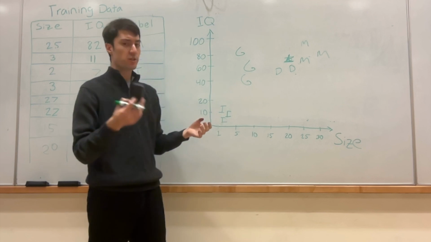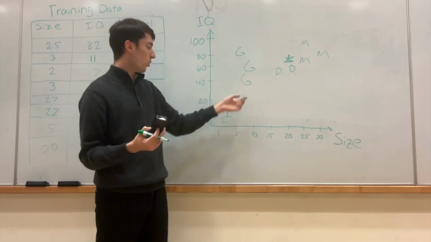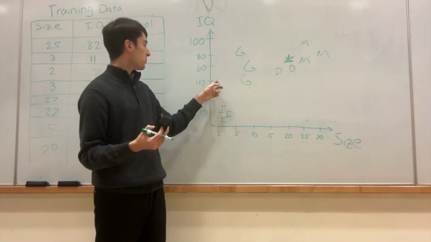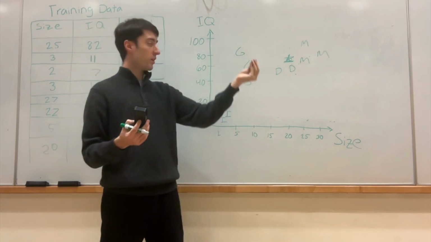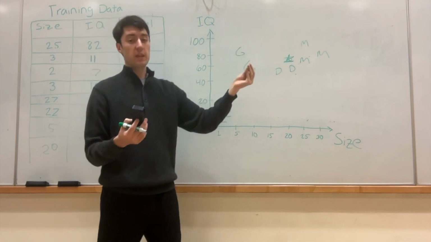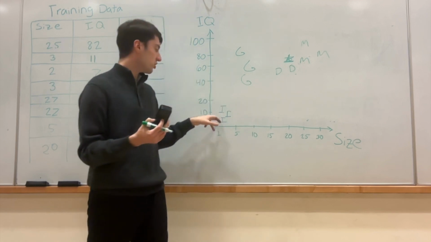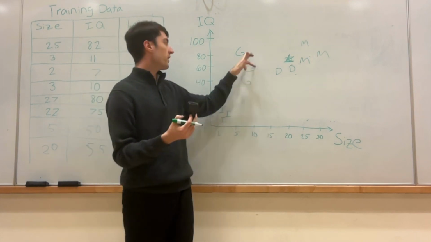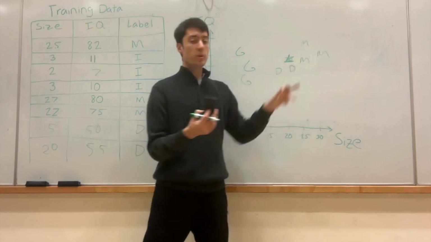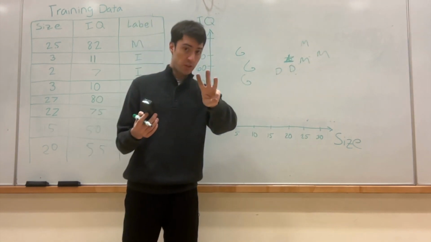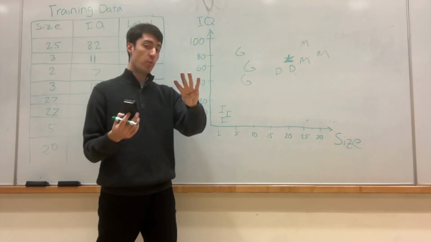And each of these points is going to have the same, right? The goat has a specific size, a specific IQ, and a specific max speed. So each individual training data point is going to have 3 inputs and 1 output.